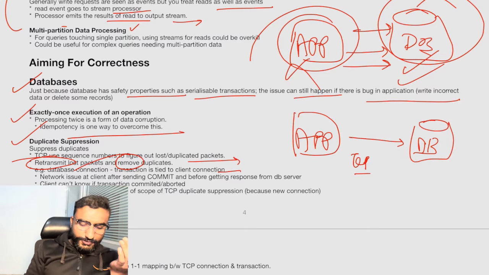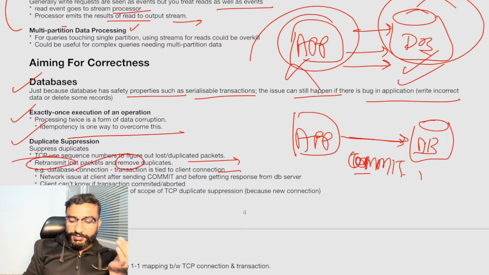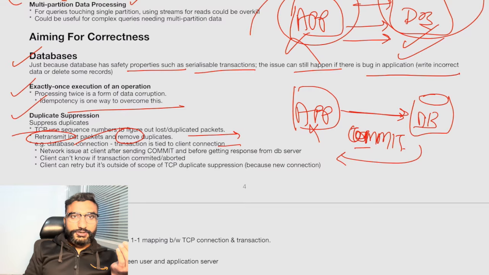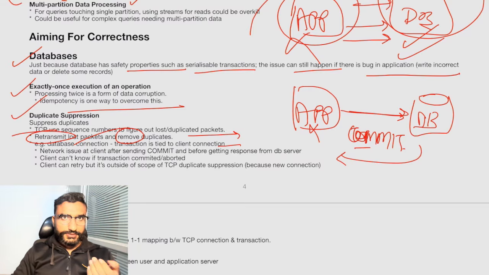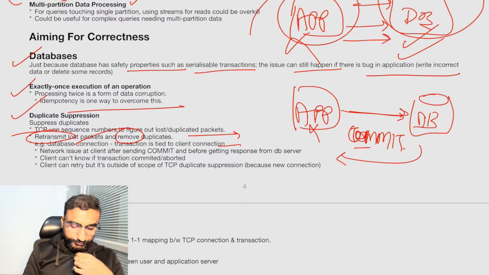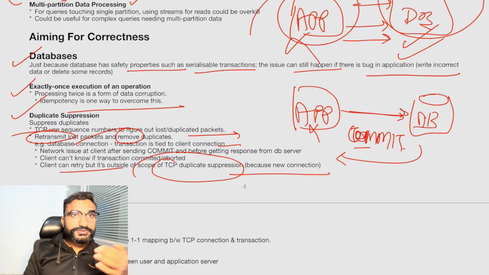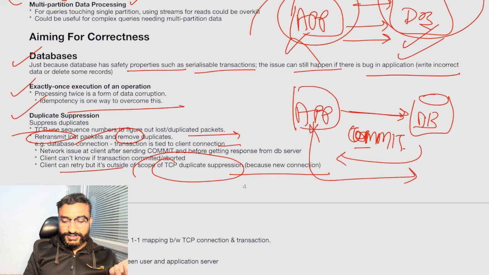Let's think about a scenario. Let's say it sent a request to commit, but before receiving the response some issue happened with the application, and the client was never able to figure out if that operation was committed or aborted. So that's the problem. The client can retry, but it's outside the scope of TCP duplicate suppression now, because it's a new connection. It retried, but it's a new connection now.